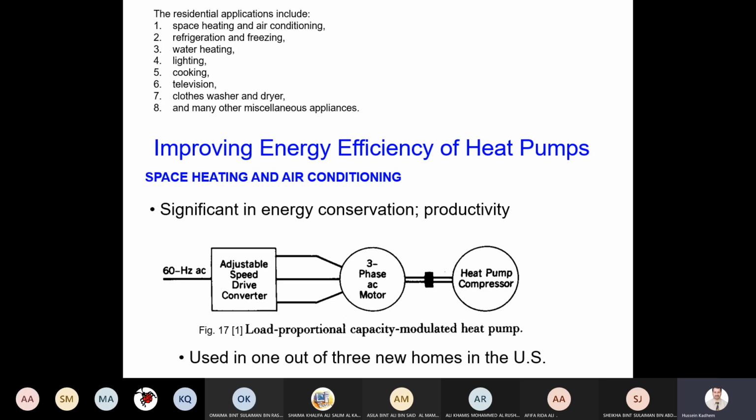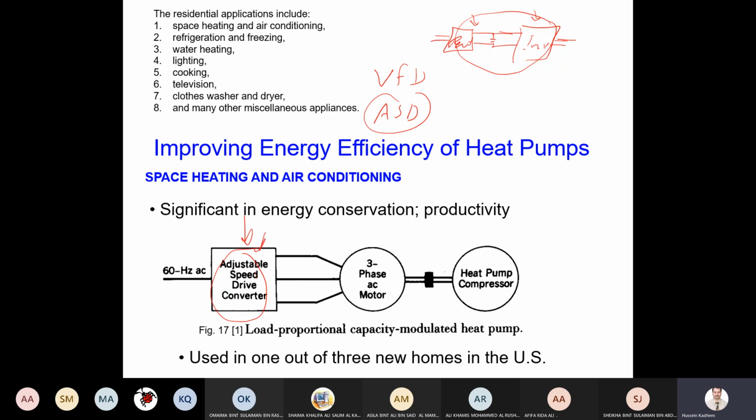By the way, don't forget, here we will use an adjustable speed drive, or sometimes we call it a variable frequency drive. It is the box discussed before, the one which has a rectifier, then a capacitor, and then an inverter. You remember this? We call it a variable voltage source inverter. We have the rectifier here and the inverter here. These two together we call ASD or VFD. Here is the variable frequency drive.